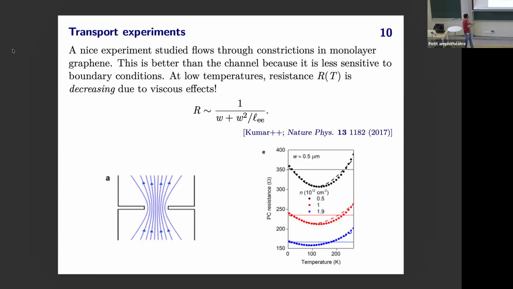The effect size is on the order of 10 to 20%, so you're not deep in the viscous regime. But I think it's also true that there's no competing explanation, at least that I know of, for why this resistance would have gone down as a function of temperature, if not for this.